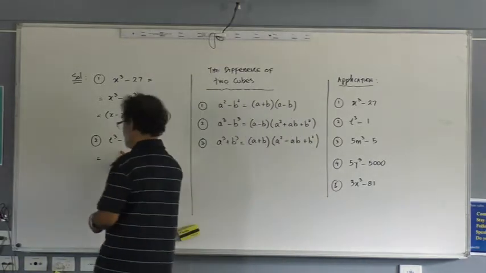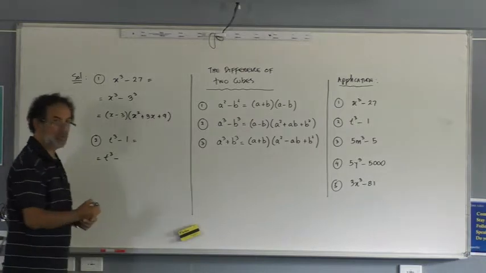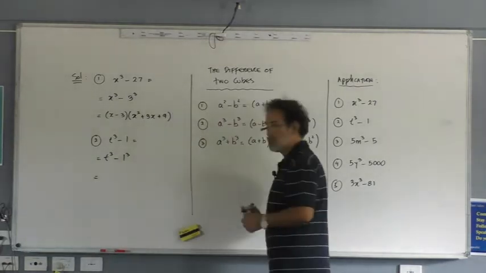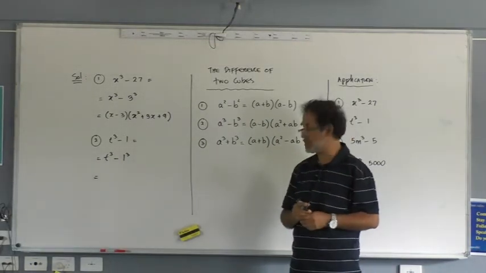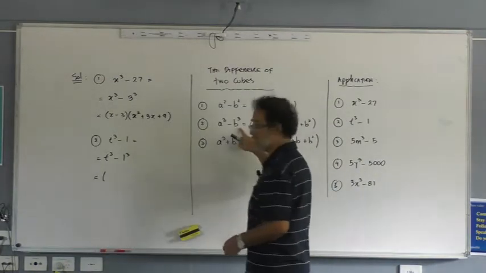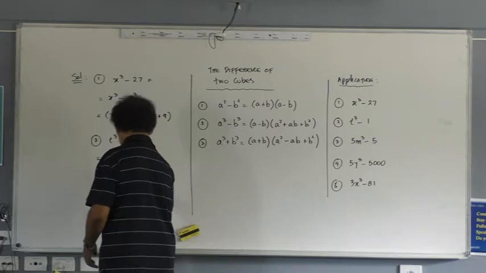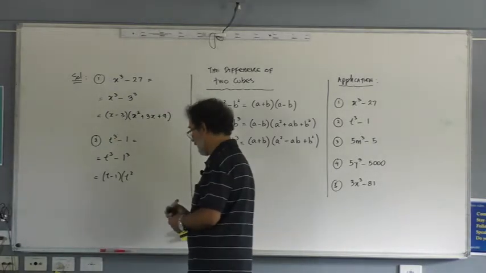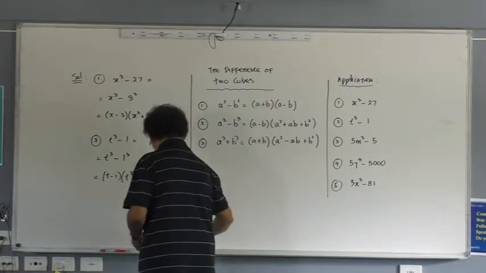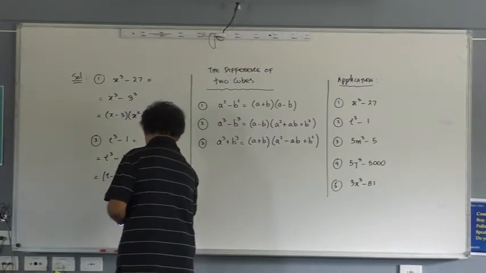So t cubed minus 1 is the same as t cubed minus 1 cubed. Exactly the same. And again, we're going to be using the second formula. That will give you t minus 1, bracket, t squared, and then we multiply these two, so it's going to be plus t, and then plus 1 squared.